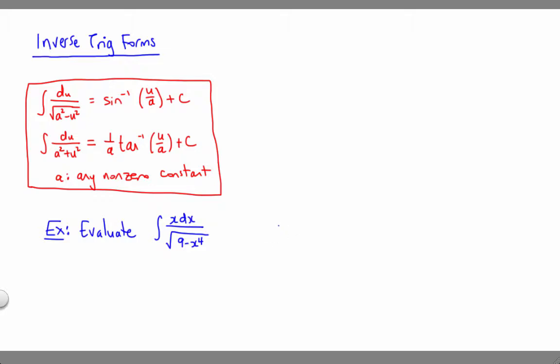First example, let's integrate x dx over root 9 minus x to the fourth. Well, since we're seeing the square root in the denominator, that suggests it's probably going to be the arcsine form. Let's see if we can write the denominator as the square root of a squared minus u squared.